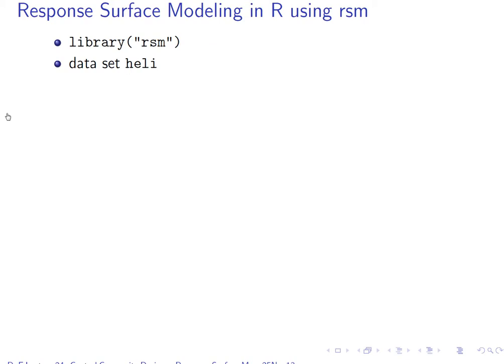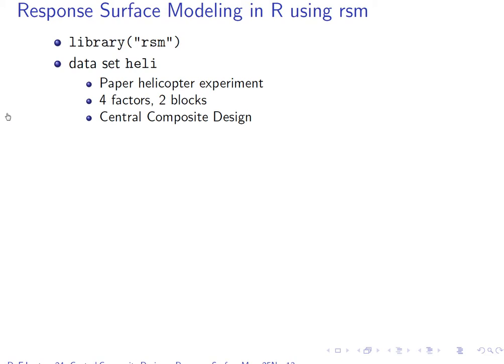It's a data set HELI, H-E-L-I. And it's an experiment with paper helicopters in which there were 4 factors and 2 blocks. Right? And then both will become important when you see the model. 4 factors and 2 blocks. The experiment was done with a central composite design.